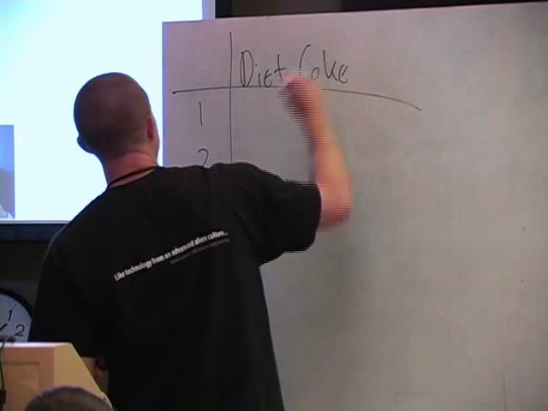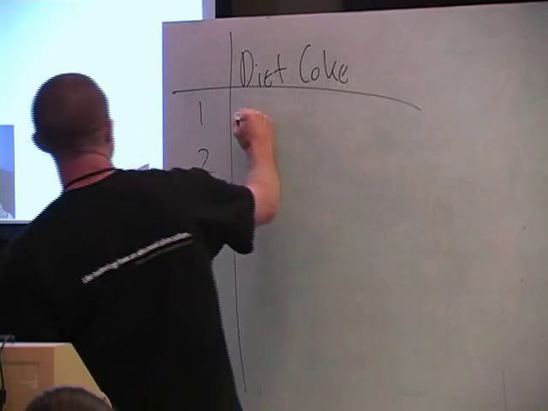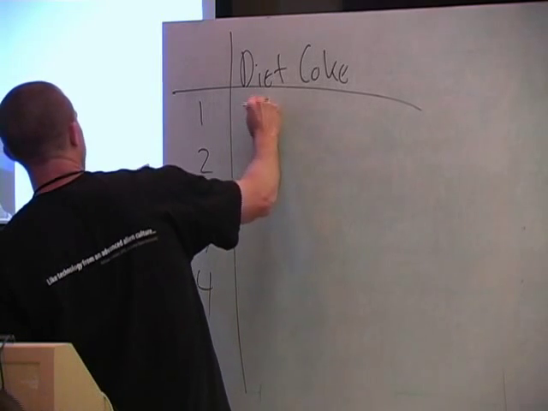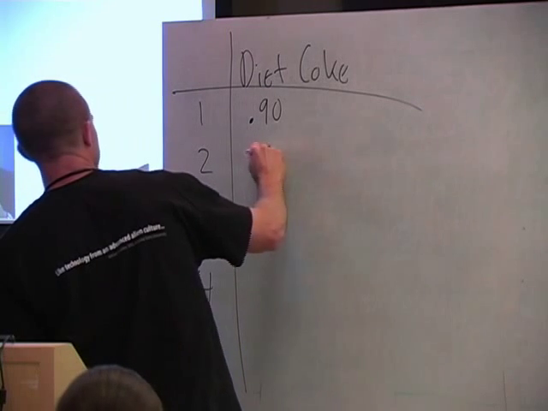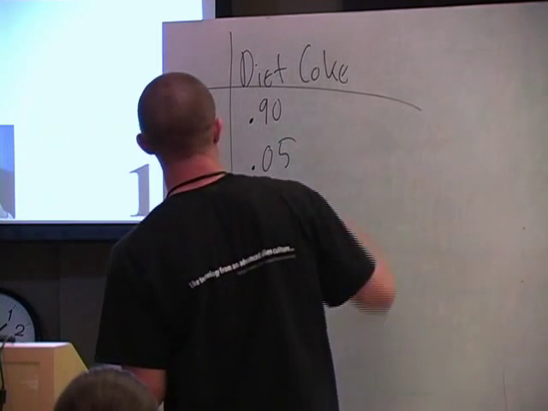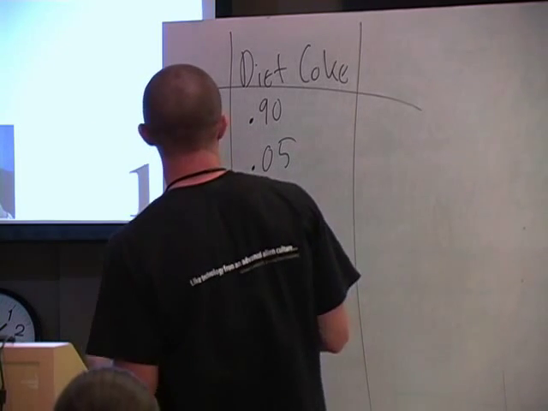Let's express it as a ratio or a fraction of all Coke consumption. So this person, when he drinks Coke, 90% of the time it's diet. And this person, when he drinks Coke, only 5% of the time it's diet. So let's do it like that. And let's assume all these people at least drink some Coke.